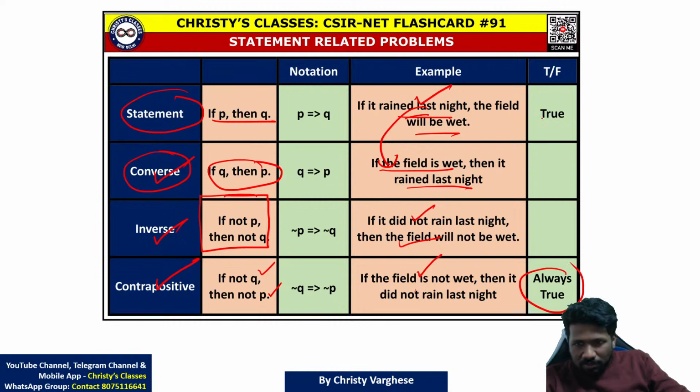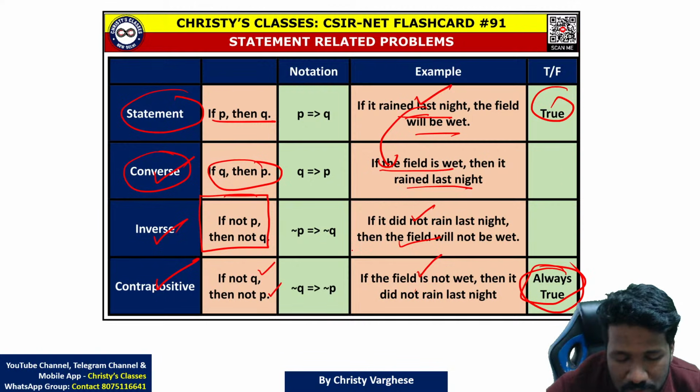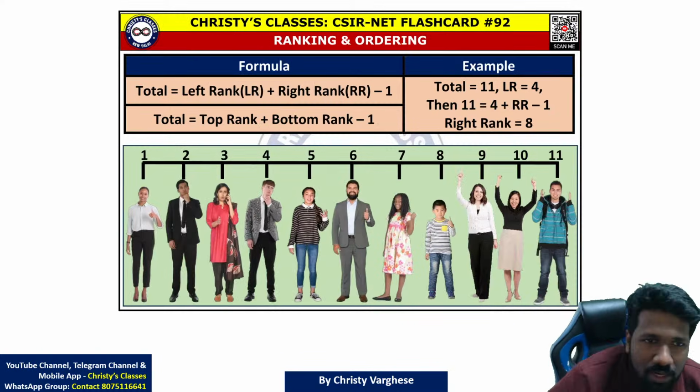Please understand, statement true है तो contrapositive भी true होगा. This concept was asked repeatedly, so please understand it well. Ranking and ordering में ये left rank plus right rank minus 1 is total. That is actually a helpful formula.